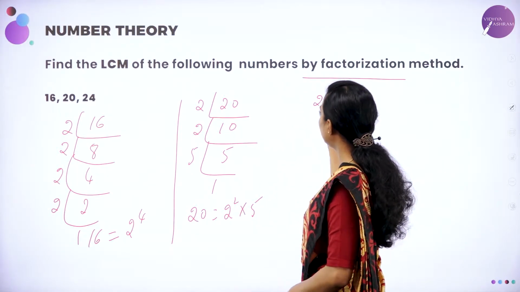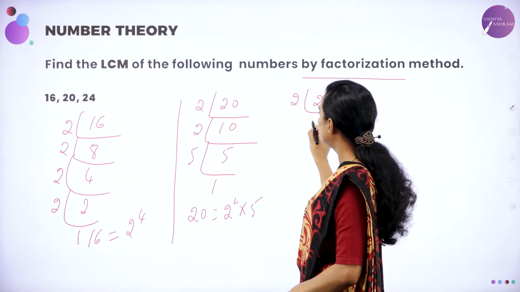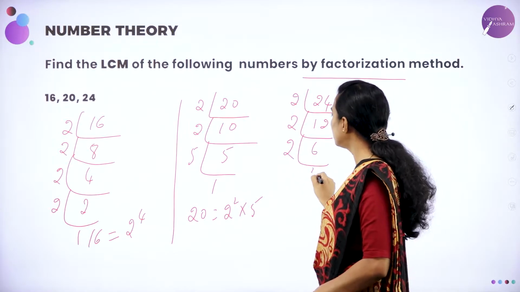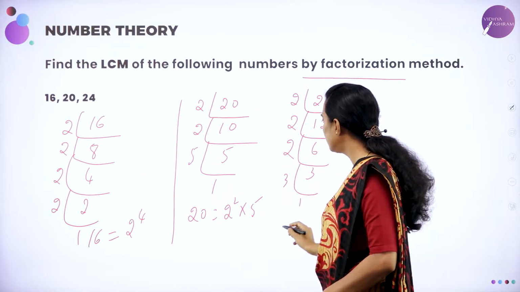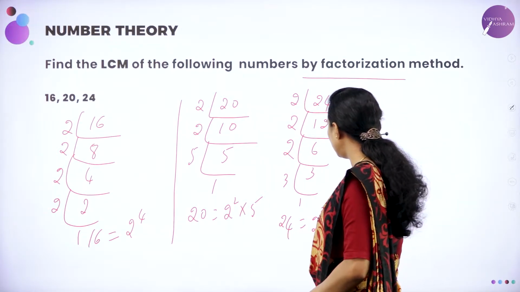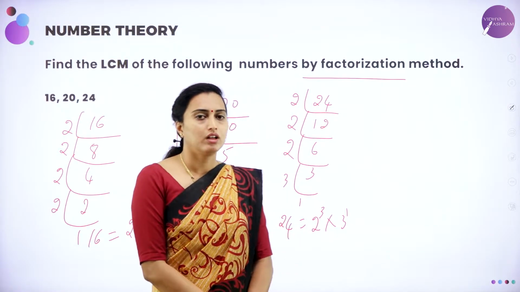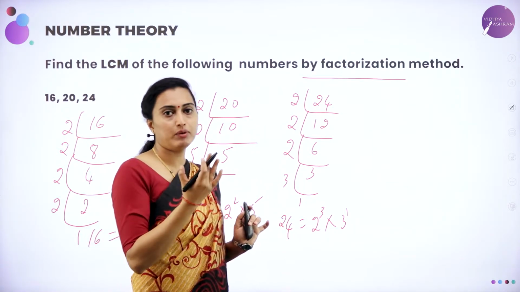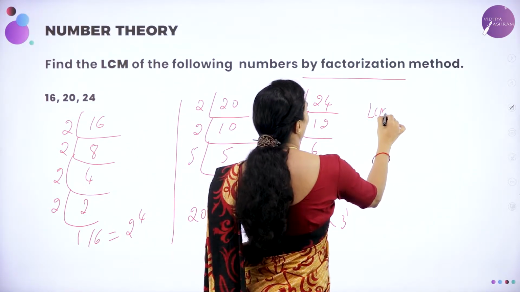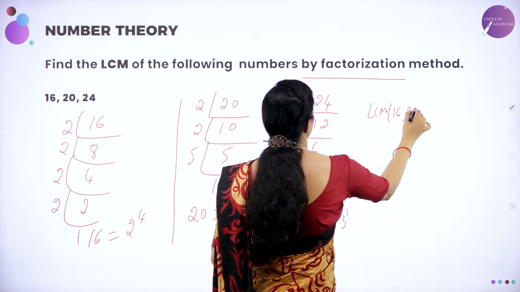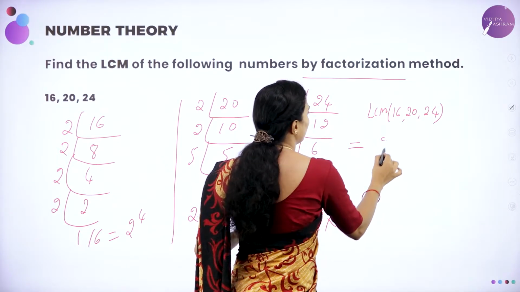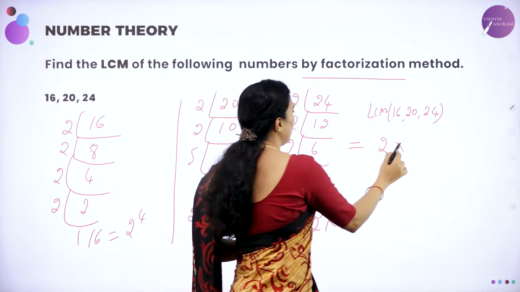Next, we'll be moving on to 24. So, 2 1s are 2, 2 2s are 4, 2 6s are 12, 2 3s are 8, 3 1s are 3. So, therefore, 24 can be written as 2 repeated thrice into 3 repeated only once. So, you are going to have all the numbers' highest power product. So, LCM of 16, 20 and 24 will be equal to 2 into 3 into 5.